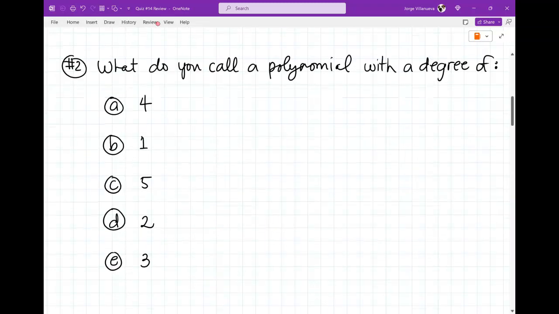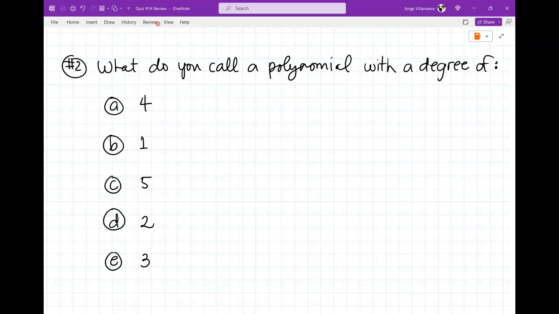Okay. Let me give you a little bit of time to do this. Number 2 says, what do you call a polynomial with a degree of 4, 1, 5, 2, or 3? So meaning the highest power is a power of 4, a power of 1, a power of 5, a power of 2, or a power of 3. That's the highest power on that expression. Remember, the word degree means the highest power. So you look at your equation, and part A means that the highest power you see is a 4.